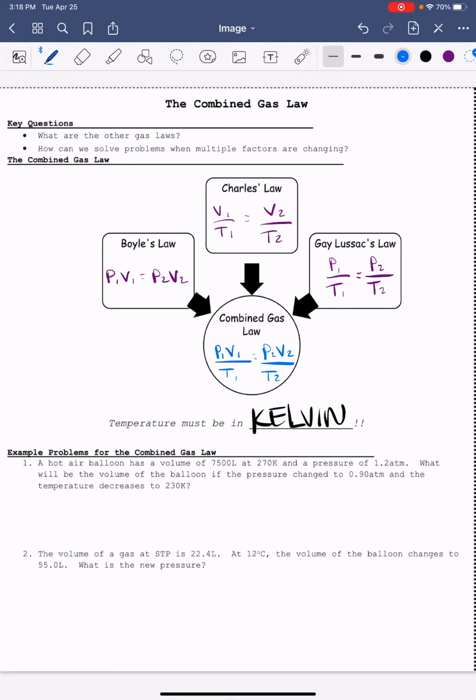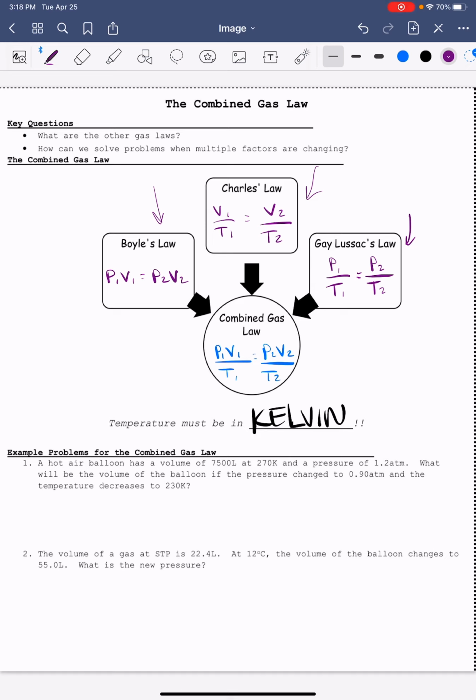This will be a quick tutorial on how to work problems using the combined gas law. The combined gas law is a larger formula that is derived from a combination of Boyle's law, which is P1 V1 equals P2 V2, Charles' law, which is volume over temperature equals a new volume over a new temperature, and then Gay-Lussac's law, which relates pressure and temperature.